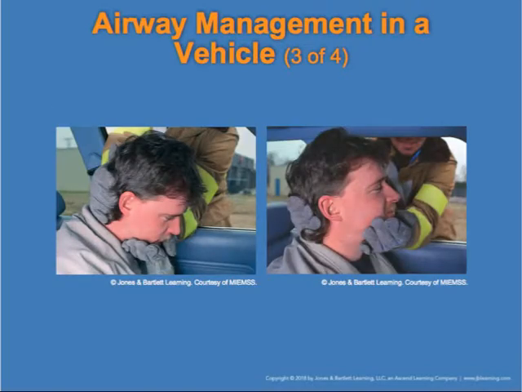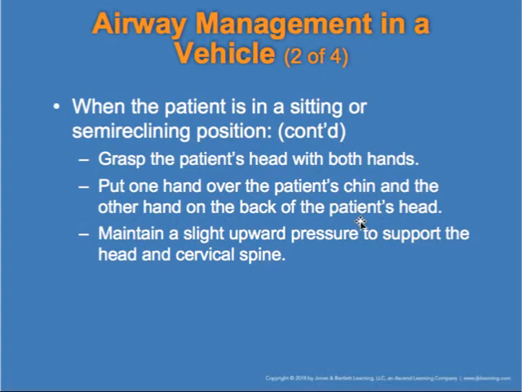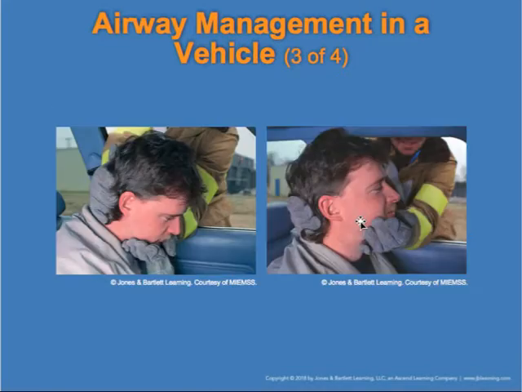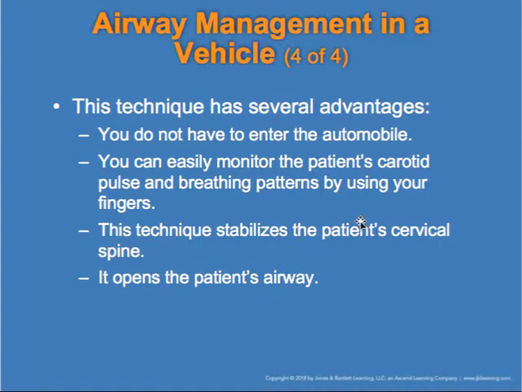This is an example of what that upward pressure would look like, maintaining that neutral inline position where the patient's head and neck are all lined up, but still opening up the airway so the patient has a better chance of being able to breathe on their own. Grab their head with both hands, move one hand to the patient's chin and the other to the back of the head, and apply slight upward pressure to maneuver the cervical spine, just like we saw here.